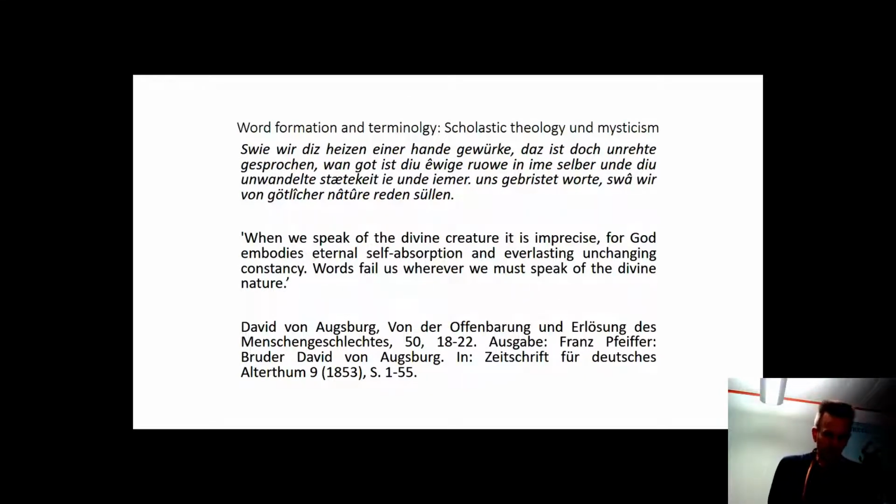Word formation of scholasticism and mysticism. The German Franciscan David von Augsburg, who died in 1272, complains in his writing on the revelation and redemption of the human race that he and his followers lack words when they want to speak of divine nature. This primarily addresses the dilemma that is typical of mysticism in the late Middle Ages: to put into words the unio mystica of soul and deity, which evades both observation and description.